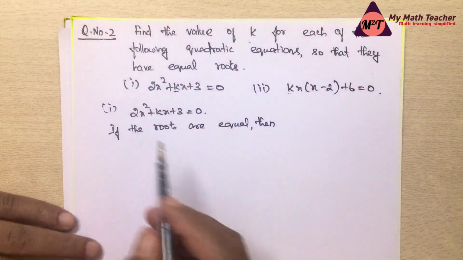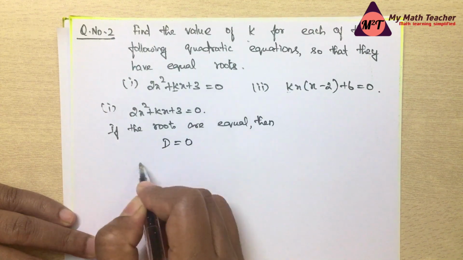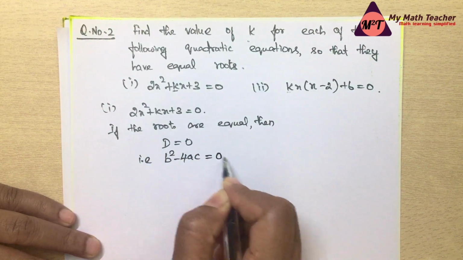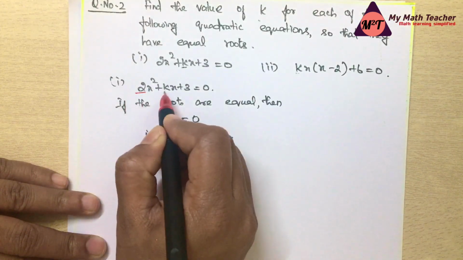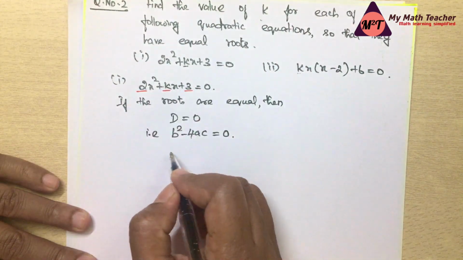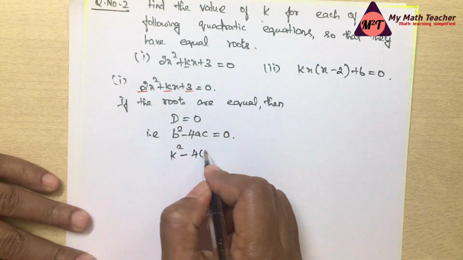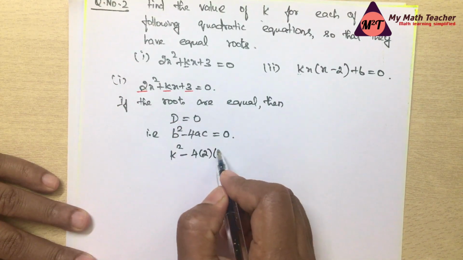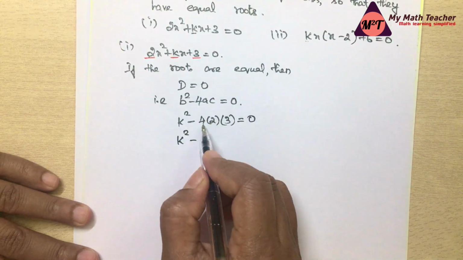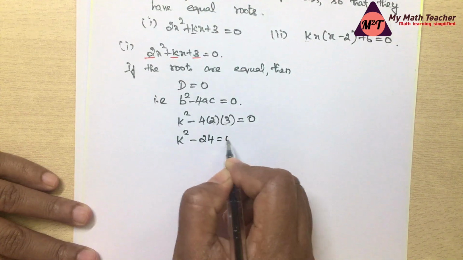Okay, so from this we can write, if the roots are equal, then D is equal to 0. That is b square minus 4ac is equal to 0. Now this is a, b and c. Okay, now b square. What is b square? k square minus 4 into, what is a here? 2, into c is the last one, that is 3, which is equal to 0. k square minus, multiply all the numerals. 4 2s are 8, 8 3s are 24, which is equal to 0.